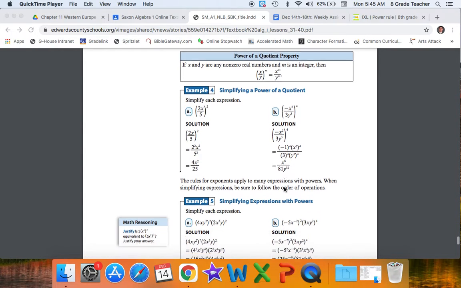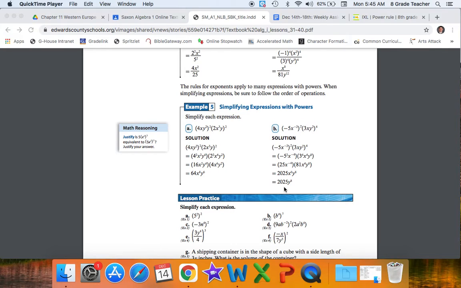In example 5, it asks you to simplify expressions with powers, written out in this big complex form. You're going to use the power property to distribute and apply it to everything inside this parenthesis, and then everything inside this parenthesis. Then you can combine like terms with the product property of exponents, because if it's x raised to a power multiplied by x raised to a power, you just add up those exponents. If it's y raised to a power times y raised to a power, you just add up those exponents.